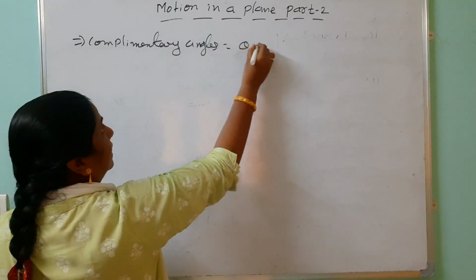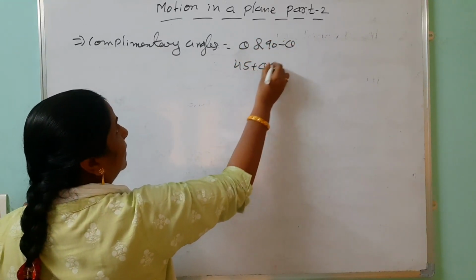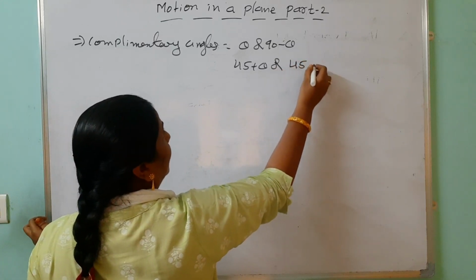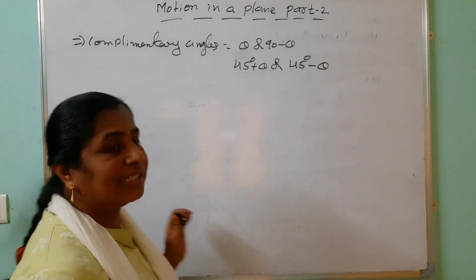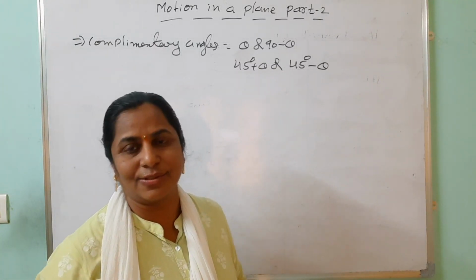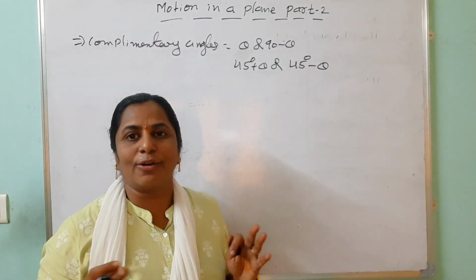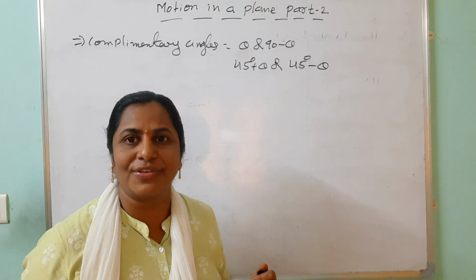For example, theta and 90 minus theta, 45 plus theta and 45 minus theta. All these belong to complementary angles. Like theta 1 is 60 and theta 2 is 30. Those are also called the complementary angles. For complementary angles, how to do the calculations? What type of questions are they asking?